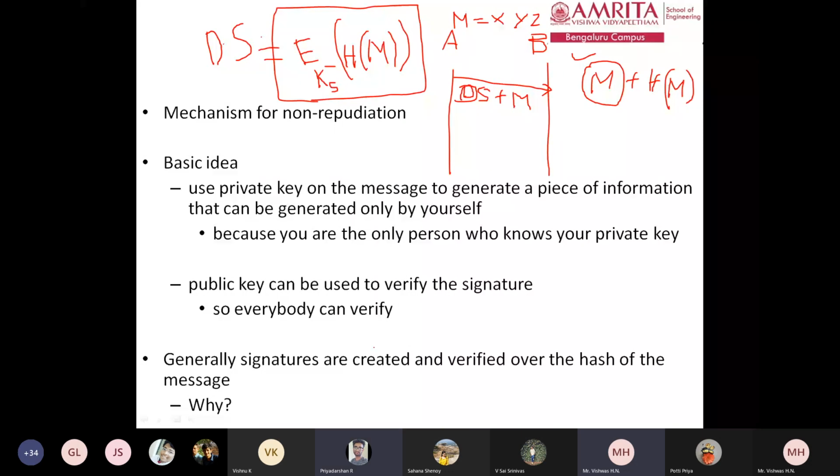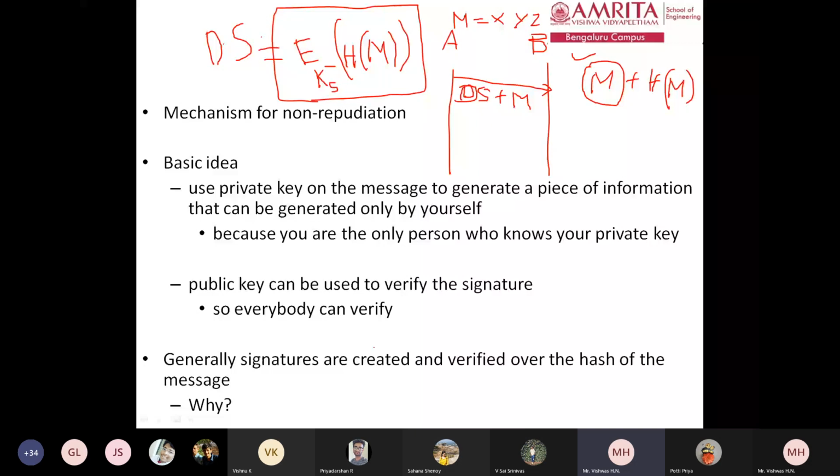Sir, is the hash function known to everyone, like the public key? No, only if you share it will the other person get to know. A public key can be known to everyone with the help of directory services. See, there will be something called directory services.